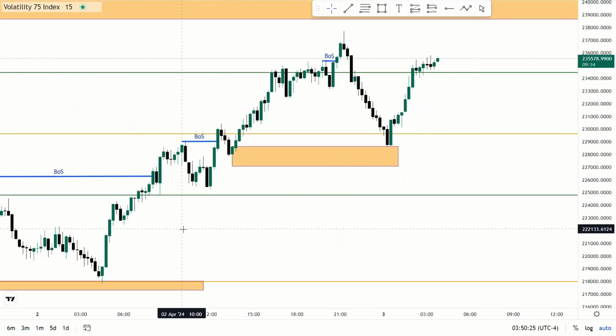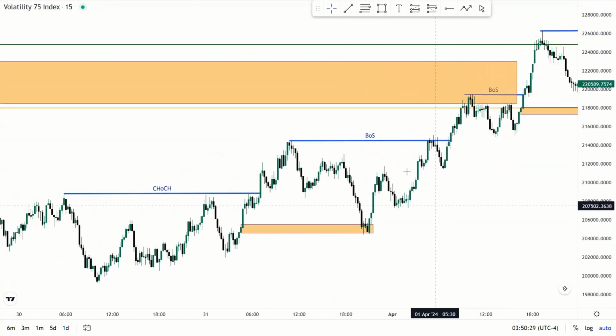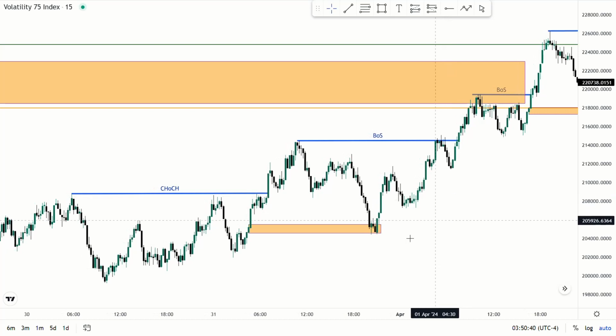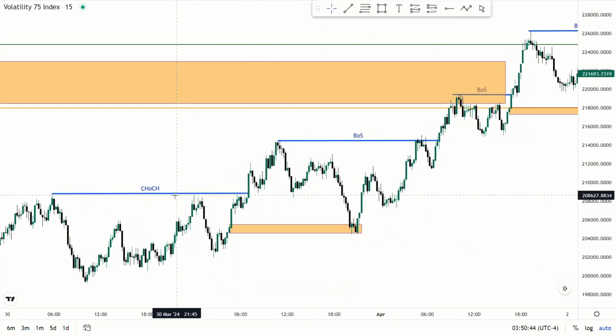Just want to show you how these things work. All right, so this is the decision POI on the higher time frame. This is what's happening, so let's just start from down here. I don't want to go through the process of why this was a change of character or why this was a POI. Today we are talking about bias.